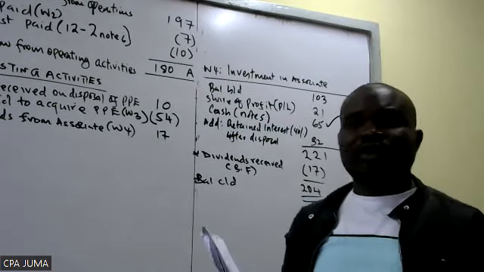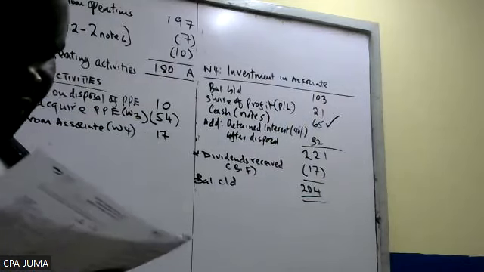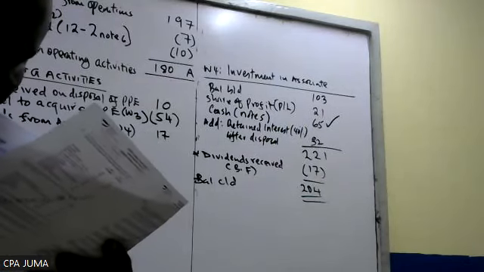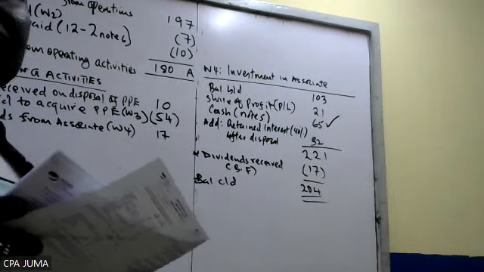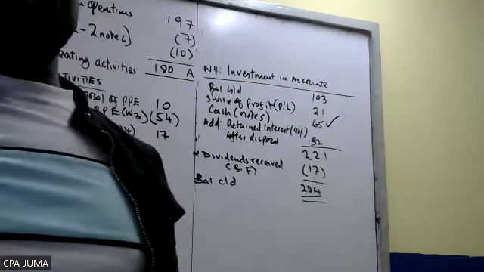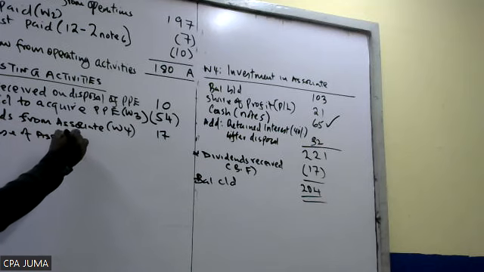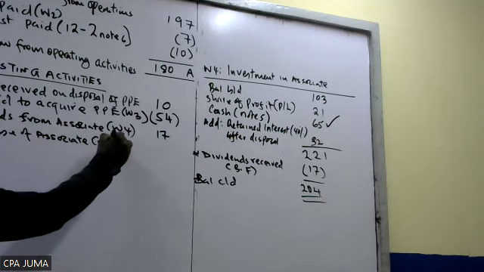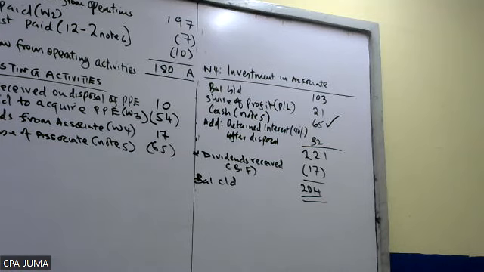If you read note 5, the note number 5, they say during the period, 65 million cash was spent on investment in associates. So they acquired an additional associate with that 65. You understand that? Purchase of associate, 65. That one we have to subtract. Just take note of it before we proceed to the next one.